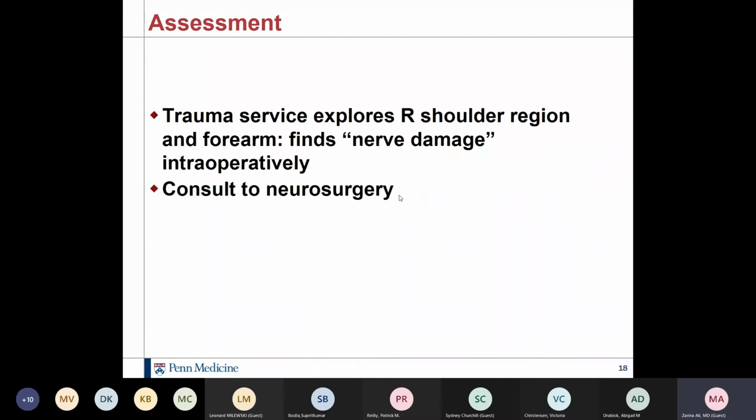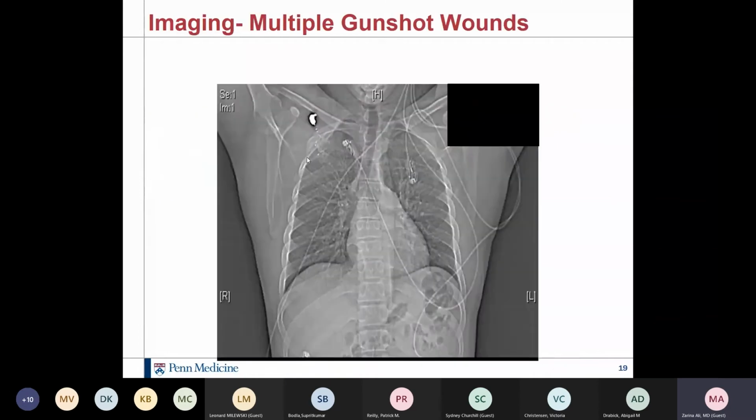We're thinking about where we would access the plexus. That helps us define whether we're going to do a supraclavicular only or a supra and infraclavicular exploration. And we know from his original operation that they saw some elements of nerve damage. And so our team was consulted. Here you can see his bullet fragments.